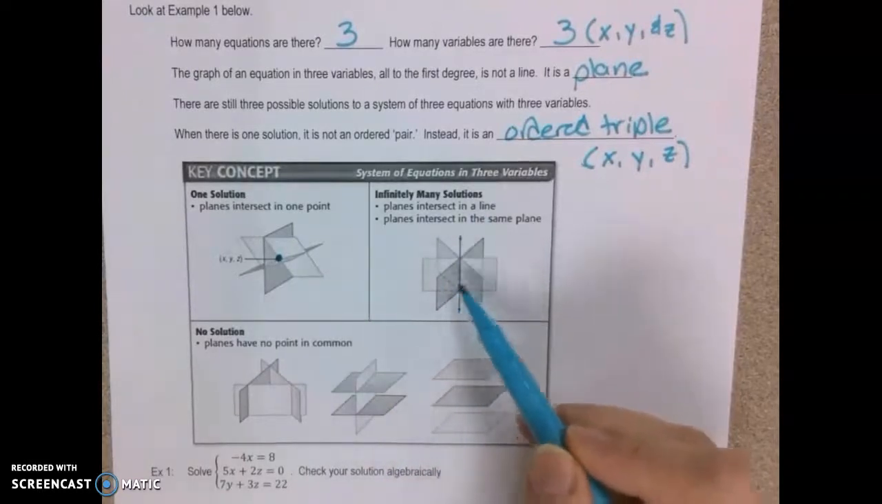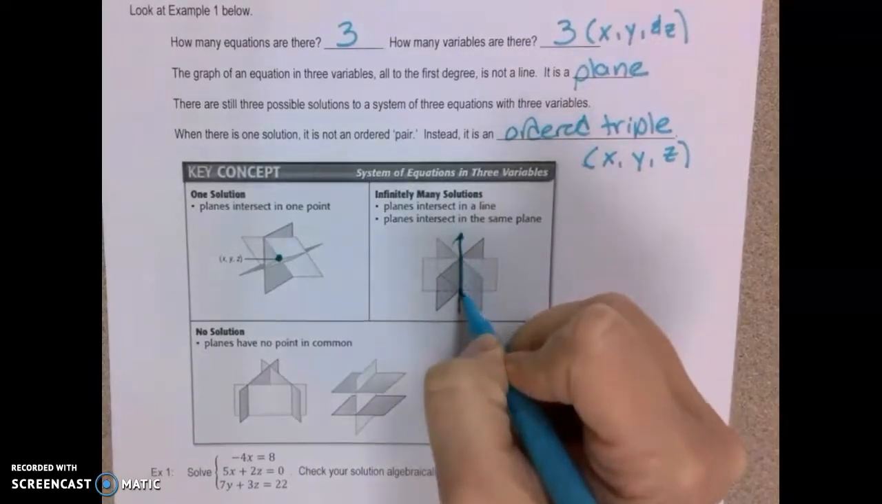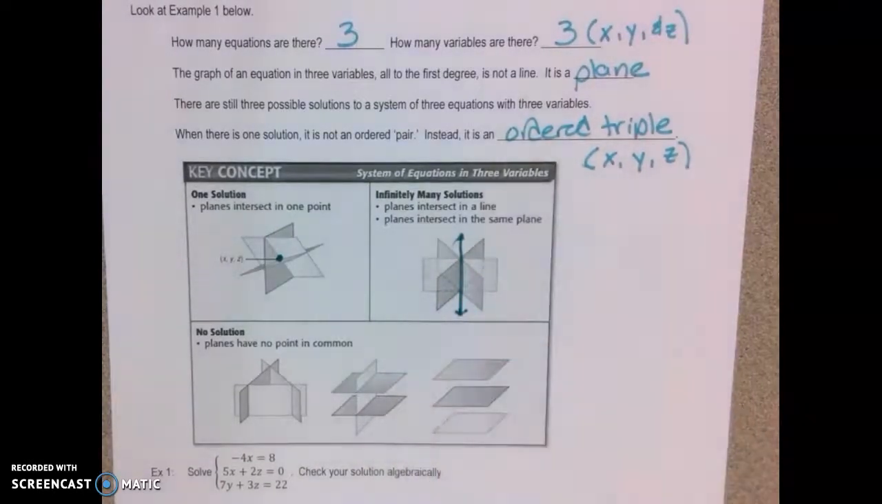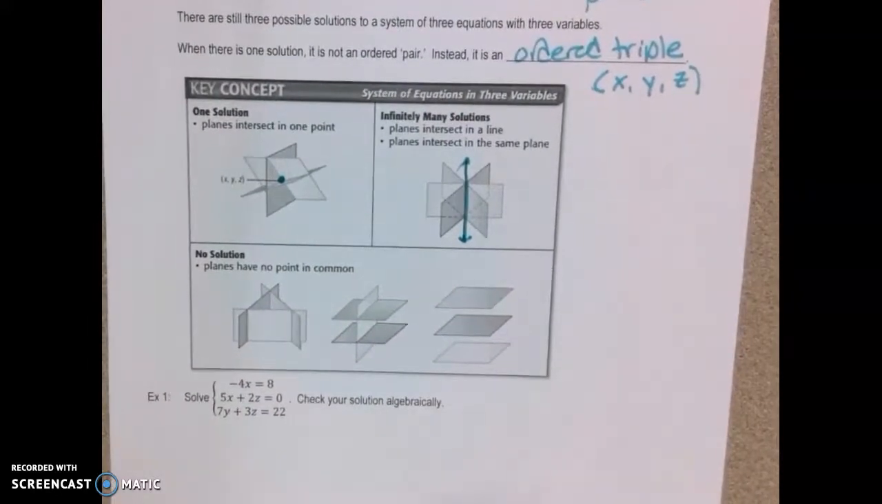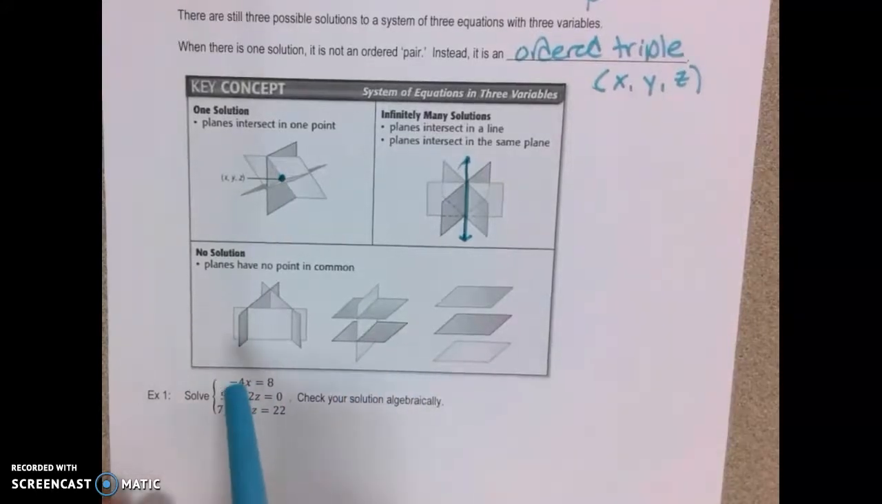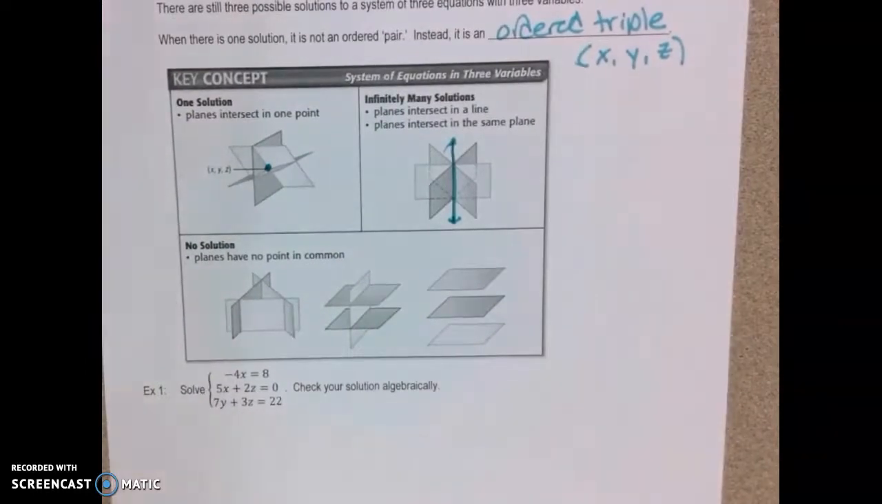For our second type of solution, we could have infinitely many solutions. That is when our 3 planes intersect in a line, right there. Finally, we could have no solution, which means the 3 planes do not have a point in common. Here are 3 examples of what that could look like. Some of the planes could intersect at more than one point, but the solution has to be where all 3 planes intersect.